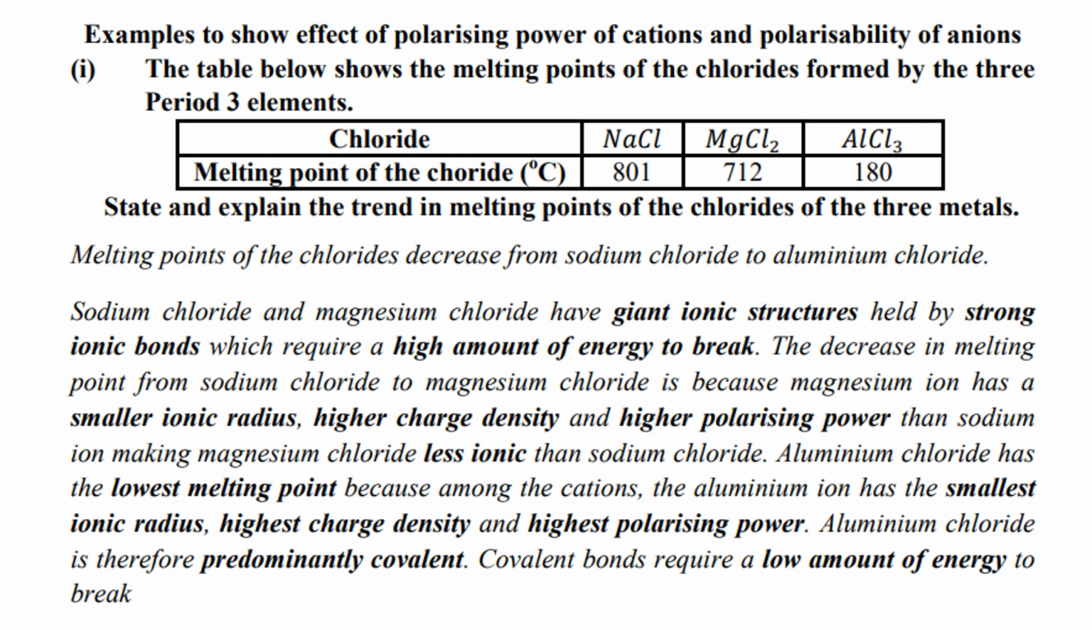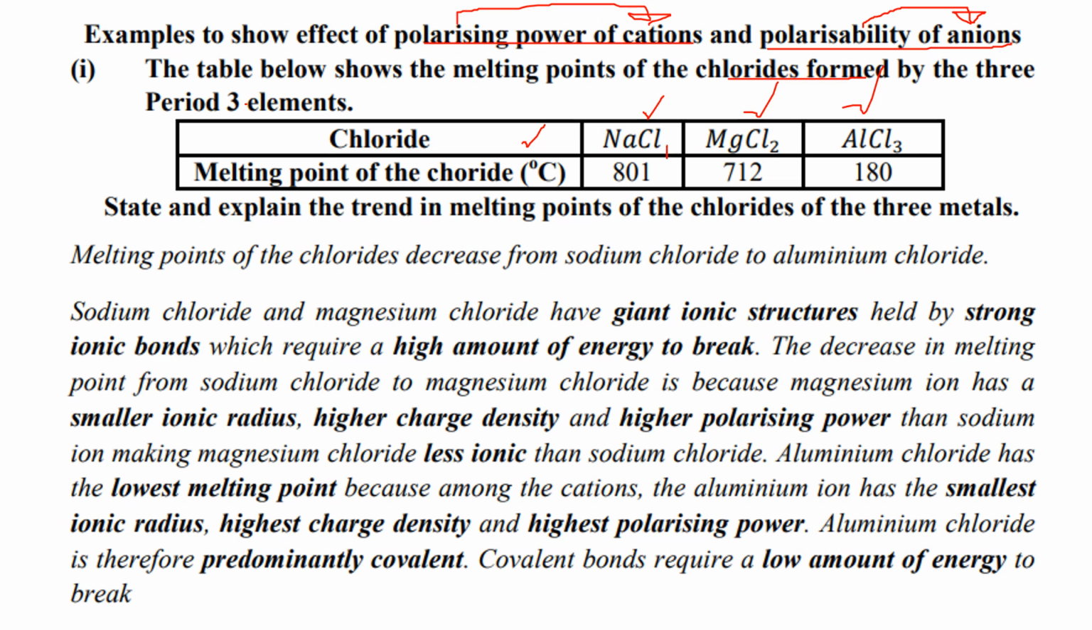So we are going to look at examples to show the effect of the polarizing power of the cations together with the polarizability of the anions. Don't forget that polarizing power is concerned with cations, and polarizability is concerned with anions. The table below shows the melting points of the chlorides formed by the period 3 elements. So you're going to have sodium chloride, magnesium chloride, together with aluminum chloride.